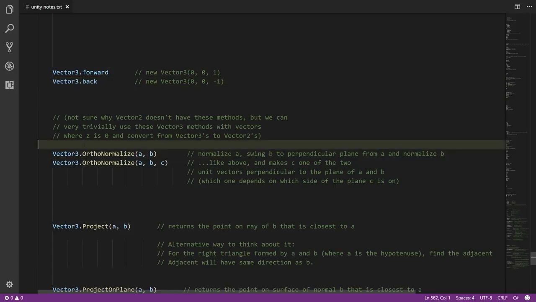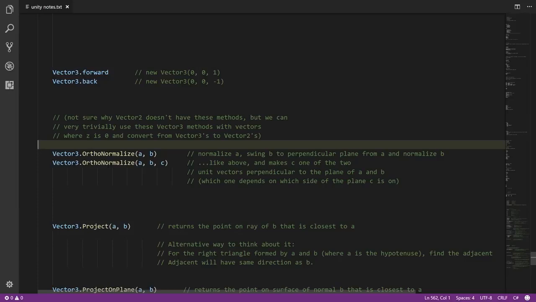Then Vector3 has several methods which Vector2 doesn't, and I'm not sure why that's the case, because I can imagine scenarios where you'd want to do these things on Vector2s as well. Though the fact that Vector2 doesn't have these methods isn't really a big hindrance, because we can always just take our Vector2 values and get their Vector3 equivalent, where it's the same values, except of course the z component is 0, and then use these methods to get our results and just convert back to Vector2. So it's not much of a hindrance that Vector2 doesn't have these, but it is still just a little strange. I'm not sure what the rationale for that was.